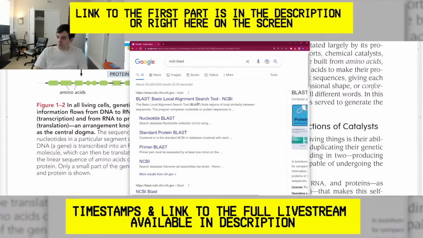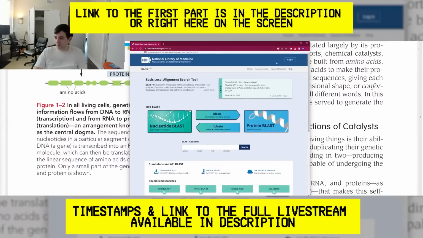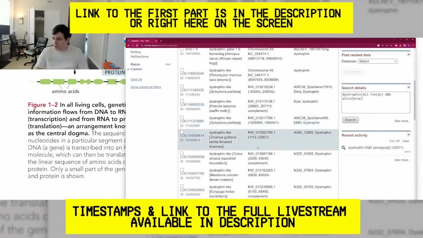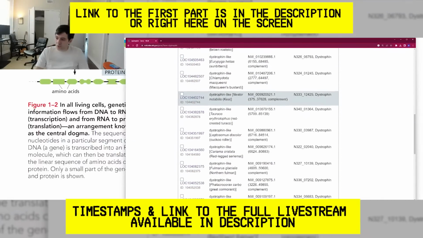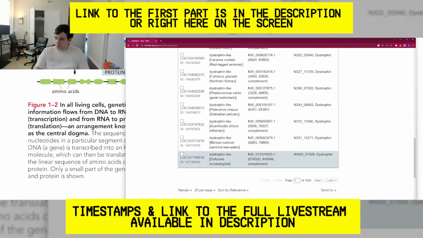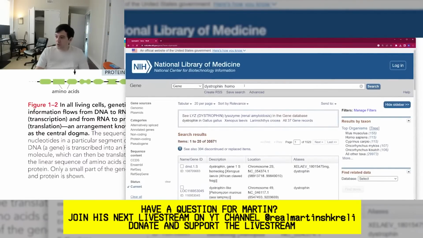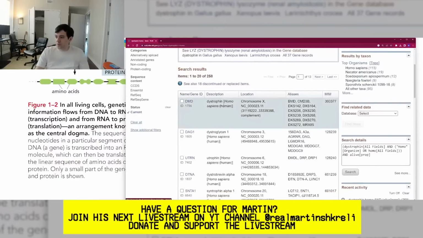We're going to look up some protein sequences using this tool from the government. Thank you, government. So this is dystrophin, which is the gene for the protein that, when mutated, causes muscular dystrophy. You can see it's in all different types of organisms. So I'm just going to type in dystrophin Homo to get Homo sapiens.